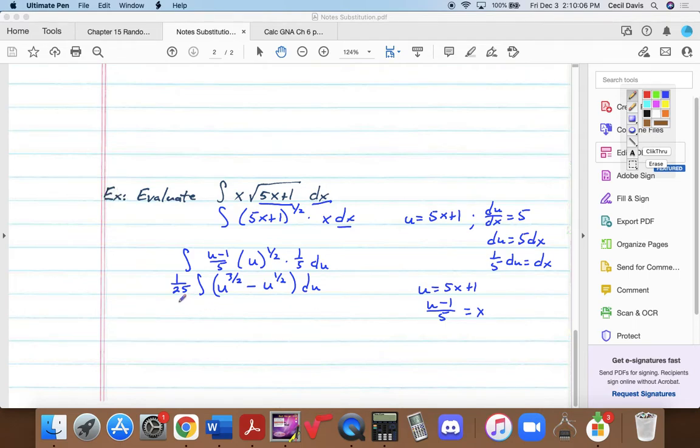We'll take the antiderivative with respect to u, so that's 1/25 times, what'll that be, 2/5 u to the 5/2 minus 2/3 u to the 3/2 plus c.